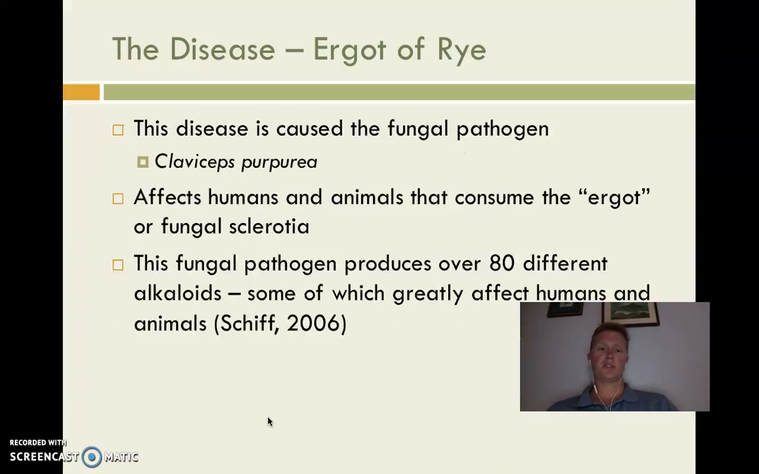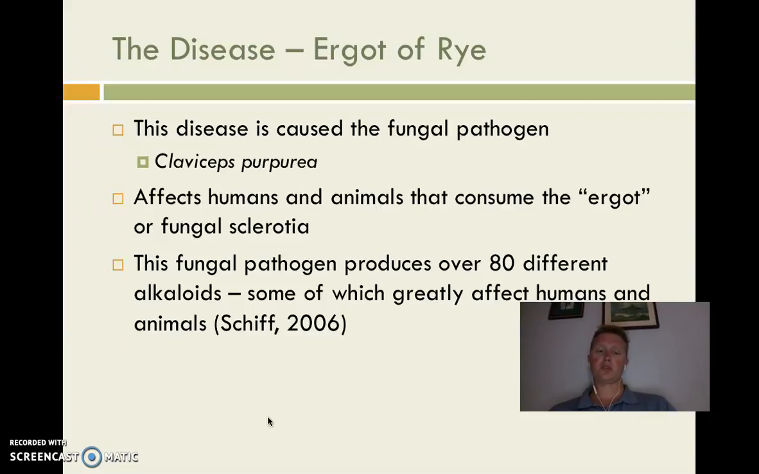So a little bit about the disease. The disease is caused by the fungal pathogen Claviceps purpurea, and this disease has been around for a long time, and it caused disease for a long time, but yet people did not know that this was the actual causal agent of the disease. And the humans and animals that become affected by this disease, they're affected by the ergot, which is the fungal sclerotia produced, which is kind of like a black stalk that gets produced in one of the grain heads.